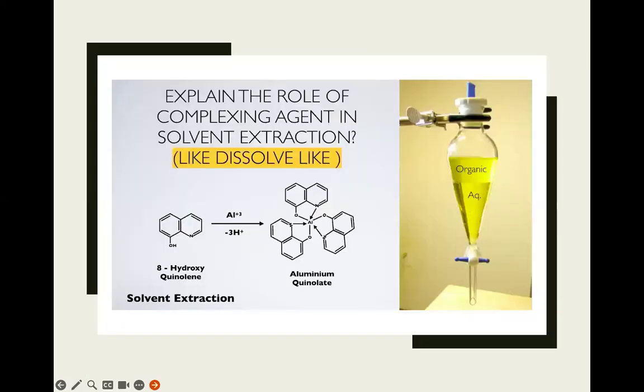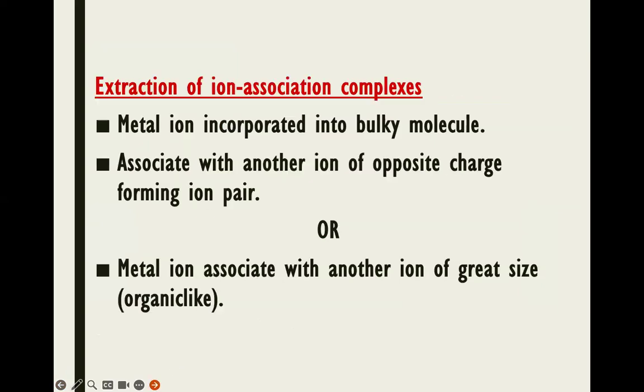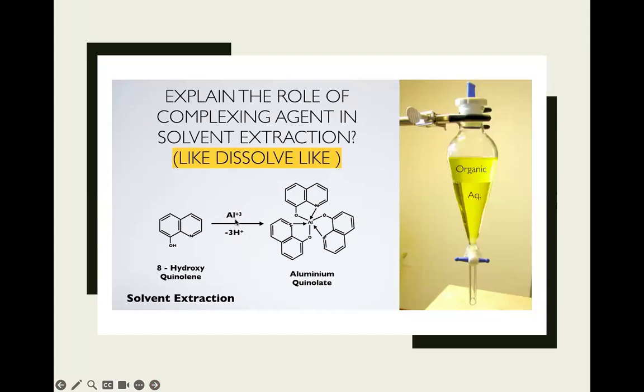Okay, and this is another possibility that you can use. For example, this is aluminium 3 plus. This is considered as a ligand, I think. So the next step is extraction of metal chelates. Metal chelates are formed by reacting the ions, cations, with ligands or chelating agents. In this case, hydroxyquinoline is the chelating agent. So they will form a complex, and it is a neutral complex, and it can now be transferred into organic solvent.